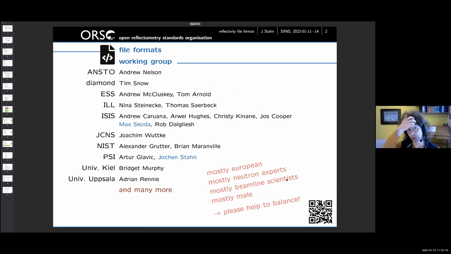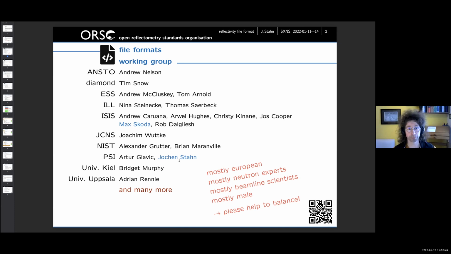So the file format group is a very open group in a sense that it's essentially Max Skoda and me as chairpersons. We try to bring things together, organize some workshops or conference contributions from time to time, and all the rest is rather loosely connected. Their main contributions are always during workshops and conferences, and after that, normally activity goes down. But in the meantime, we are quite far, so we can present now some first results.